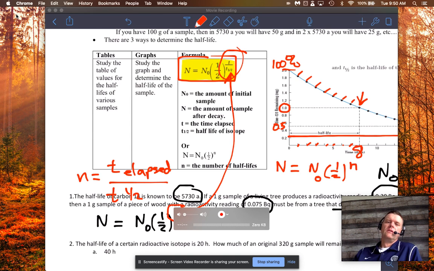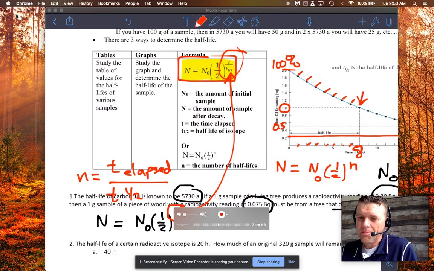And that would tell you how many half-lives, because n is the number of half-lives, right? So if the elapsed time was twice as long as the half-life time, then t elapsed over t 1/2 would equal 2, and that would tell you that the number of times you cut the sample in half was 2. You cut it in half twice. Now I'm kind of leading you a little bit because maybe some of you can see that that's what's going to happen.